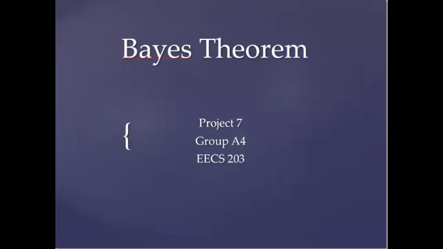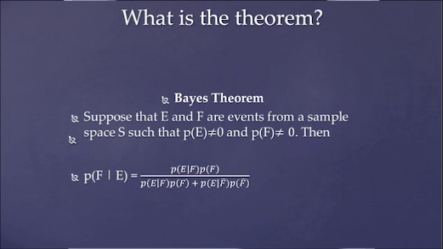So this is Bayes' theorem. This is Project 7, Group A4, EX 203. So what is the theorem?